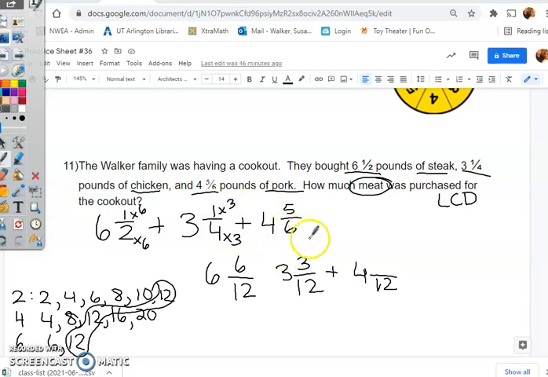Now your job is to multiply what we get for this one. Now your job is to make sure it's not left improper and that you simplify all the way. Okay? So that is your job. Finish this one up.